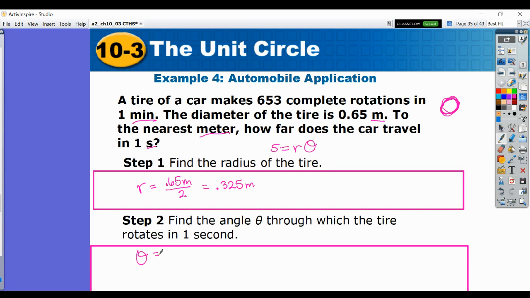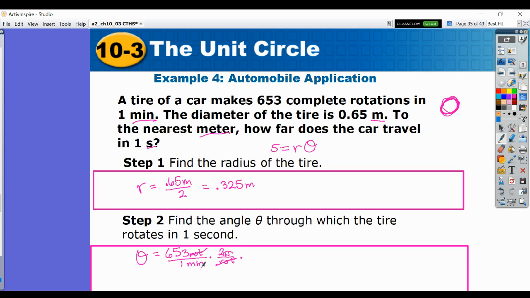Now let's find theta. Theta is the angle through which the tire rotates. It told me it went 653 rotations in 1 minute, so I'm going to write that down. However, how far is one rotation? Once around the circle in radians is 2 pi. So 2 pi radians is 1 rotation. I don't really need the units of rotation, so I can just cross that out.